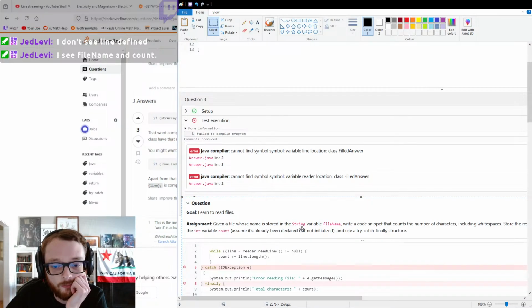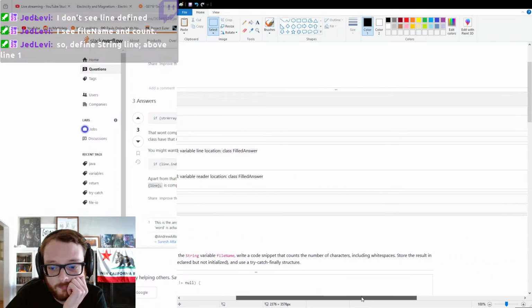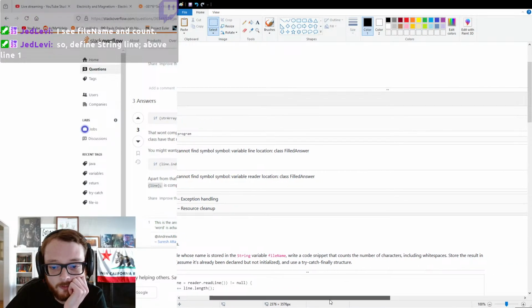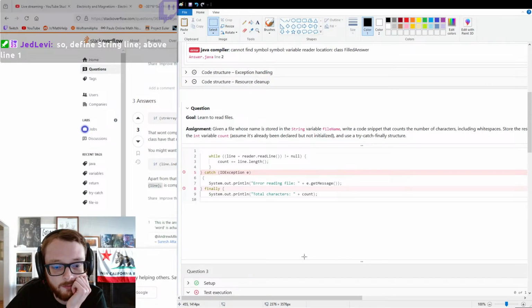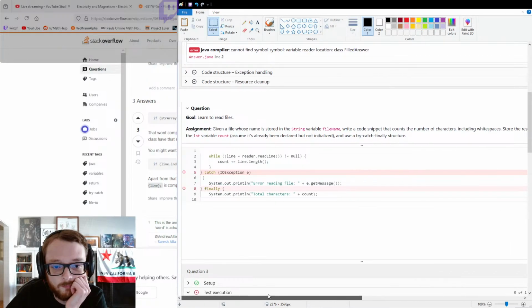Given a file's name is stored in the string file name, write a code snippet to count the number. No, that's, what? Oh. Count is already initialized, or count is declared. File name is declared.